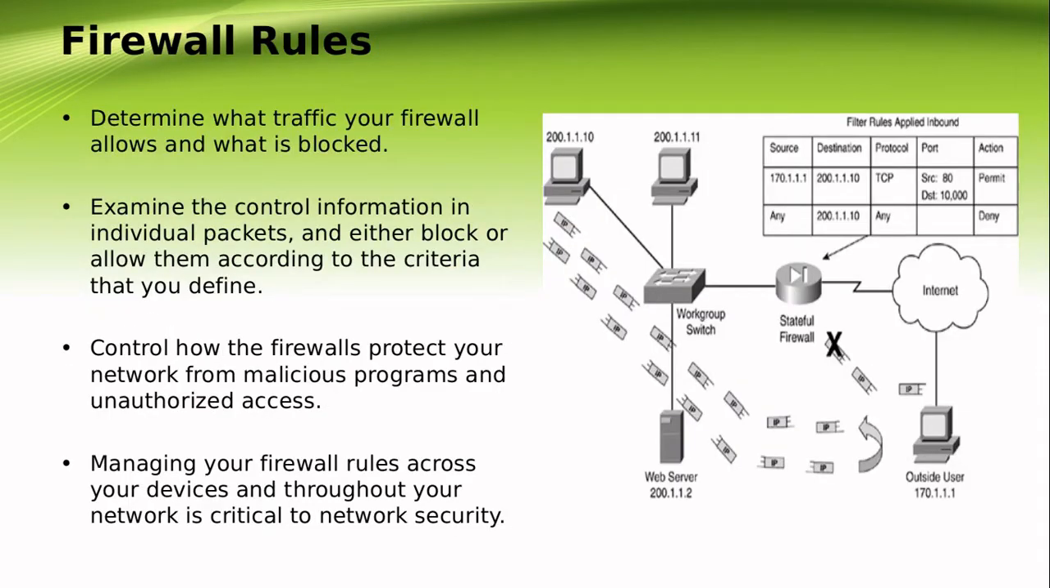Firewall rules. The firewall rules determine what traffic your firewall allows and what is blocked. They examine the control information in individual packets and either block or allow them according to the criteria that you define. They control how the firewall protects your network from malicious programs and unauthorized access. Managing your firewall rules across your device and throughout your network is critical to network security.